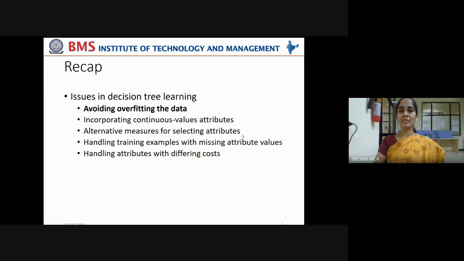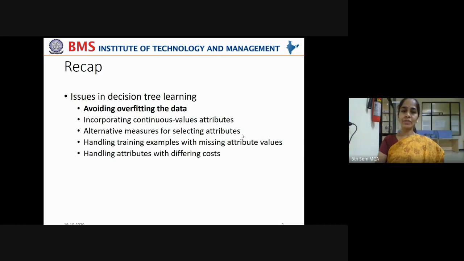These are the two methods, reduced error pruning and rule post pruning, which we have seen to avoid overfitting of the data. There are many such methods, but these two are mainly discussed because they are practically much more efficient and much easier to use, right?